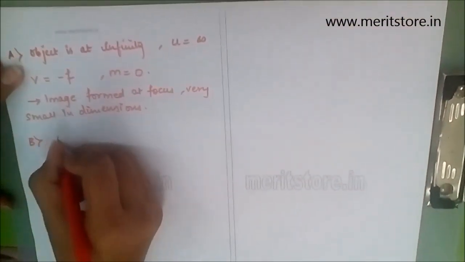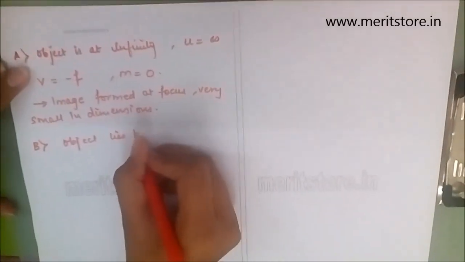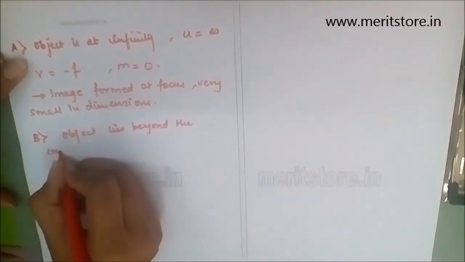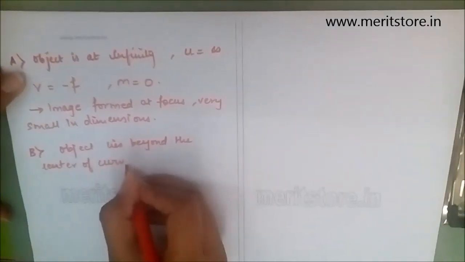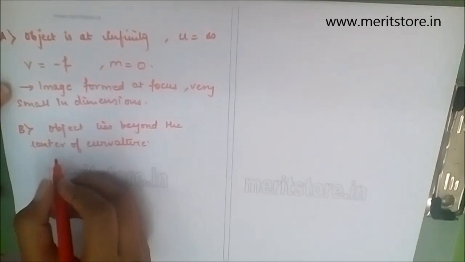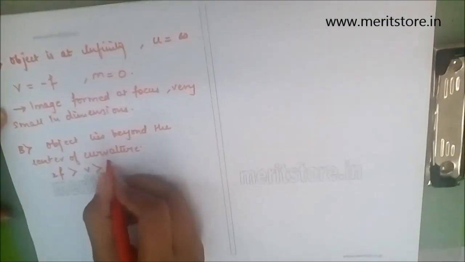Case B, if the object lies beyond the center of curvature, then 2f is greater than v and it is greater than f.